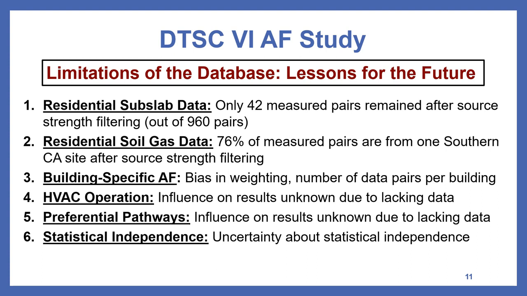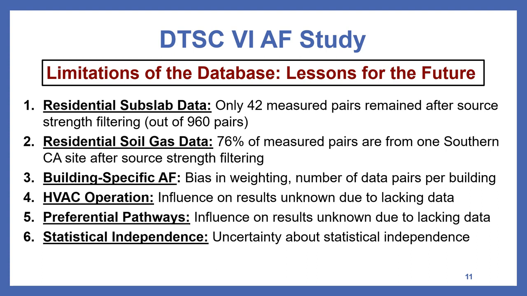The data set is comprised primarily of data from commercial sites. Only 42 measured pairs of residential subslab data remained in the dataset after source strength filtering. Similarly, residential soil gas data was heavily impacted by source strength filtering, and 76% of the remaining residential soil gas paired measurements come from one site. These limitations make any statewide inference of residential subslab or soil gas attenuation challenging.